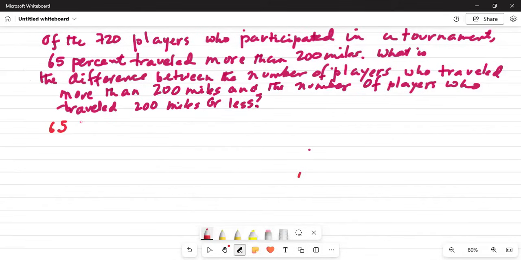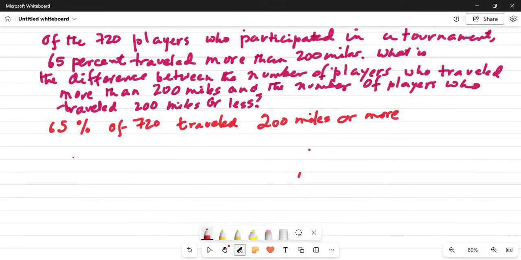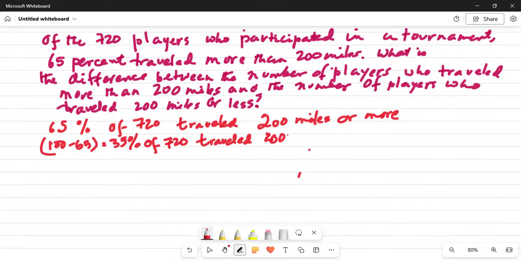So 65% of 720 traveled 200 miles or more to participate in the tournament. And the remaining, that is 100 minus 65, which is not given in the problem, but you can safely assume, is 35% of 720, who traveled 200 miles or less.